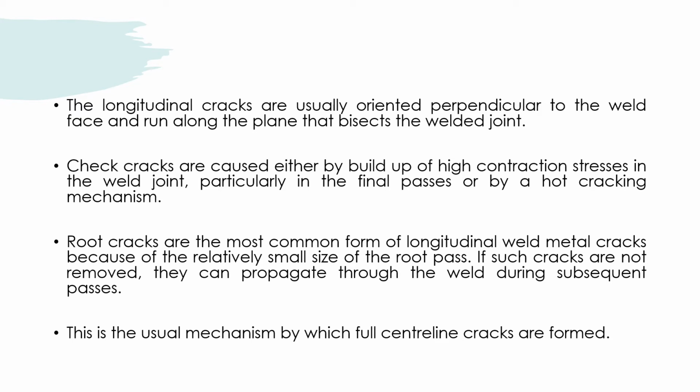Root cracks are the most common form of longitudinal weld metal cracks, because of the relatively small size of the root pass. If such cracks are not removed, they can propagate through the weld during subsequent passes. This is the usual mechanism by which full centerline cracks are formed.